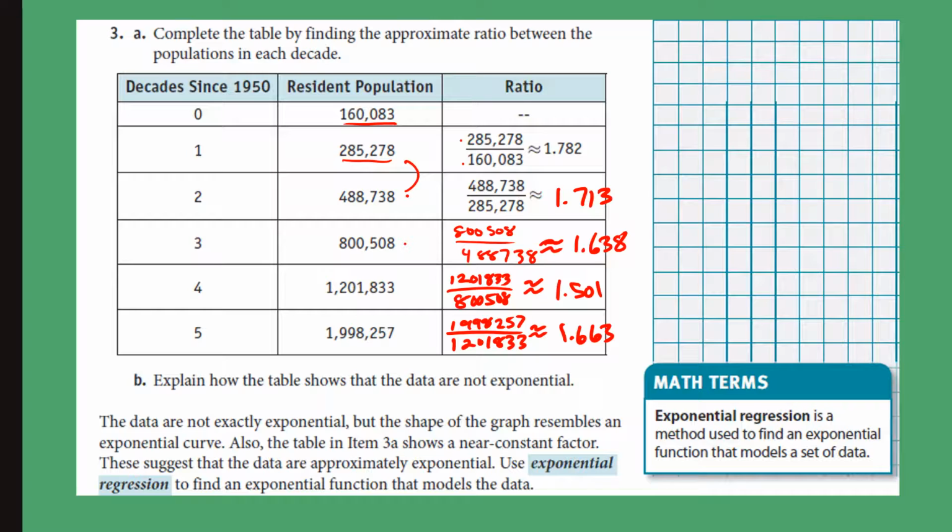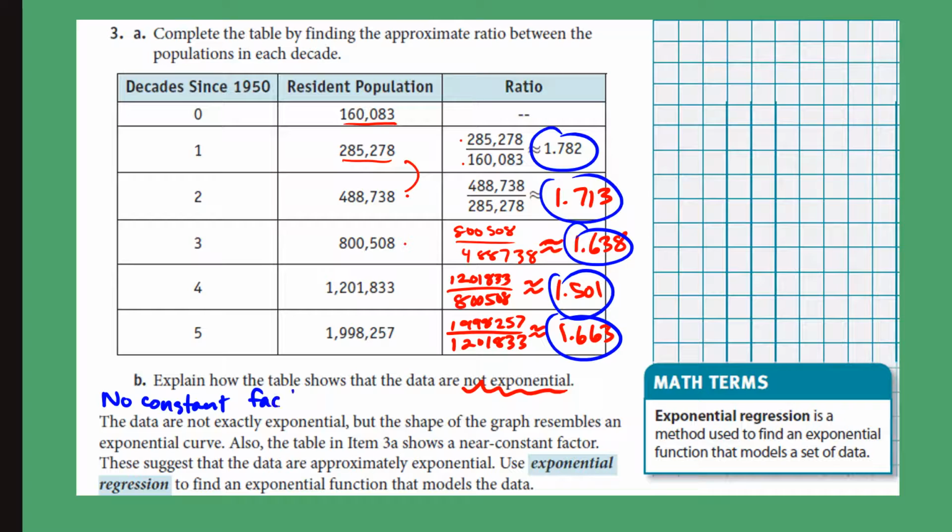So we want to explain how the table shows that the data are not exponential. So we knew before that the data wasn't linear because there wasn't a constant rate of change and it wasn't a line on the graph. But we can also tell it's not exponential because the ratio isn't the same. There's no common ratio, which means there is no constant factor. So there is not the same ratio or a constant factor being multiplied each time. The data are not exactly exponential, but the shape of the graph resembles an exponential curve.